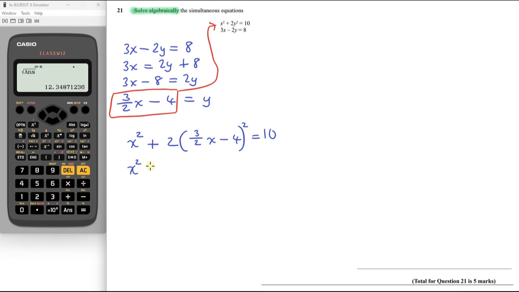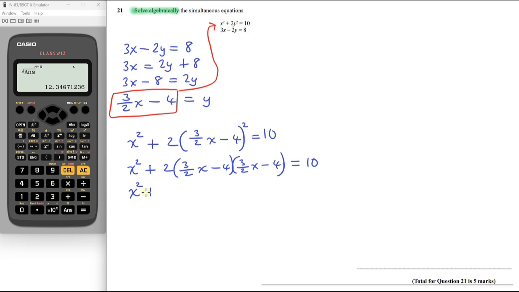So we've got x squared plus 2 times all of this. Remember to do this first, because squaring comes before multiplying. Actually, what I'm going to do is just expand it all. I'm just going to write it in full. So we've got 3 over 2 x minus 4 times 3 over 2 x minus 4, and that equals 10. You don't need to do this extra step, but I'm just trying to show you every step that I'm doing.